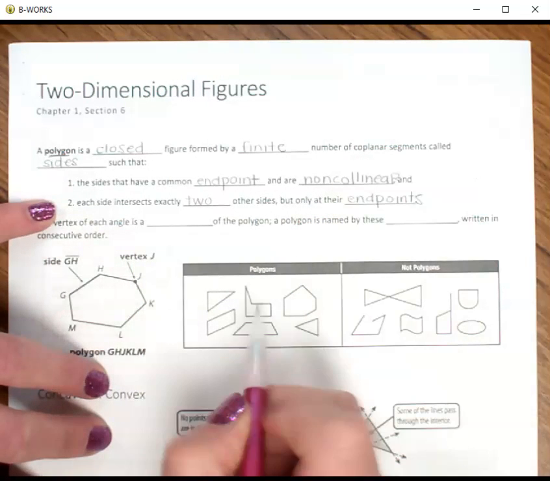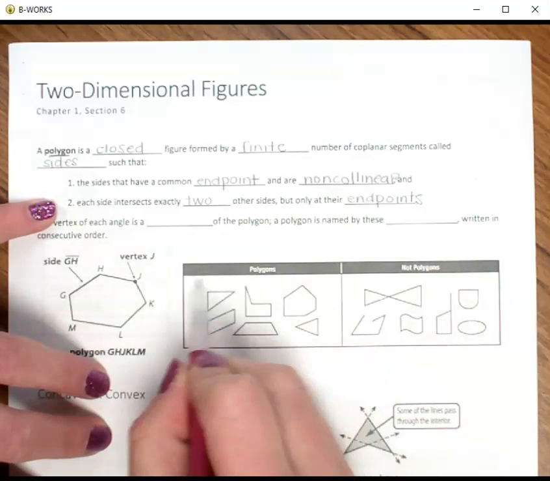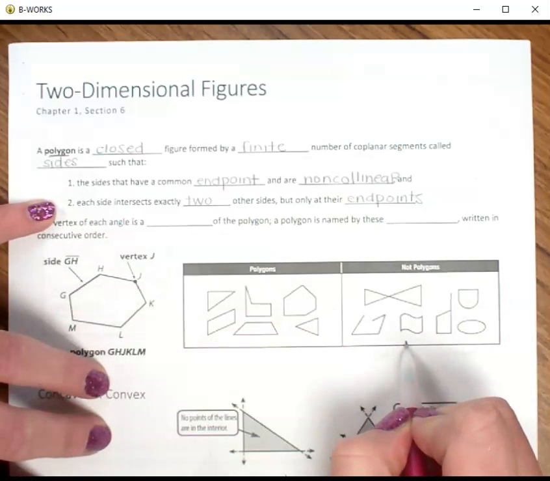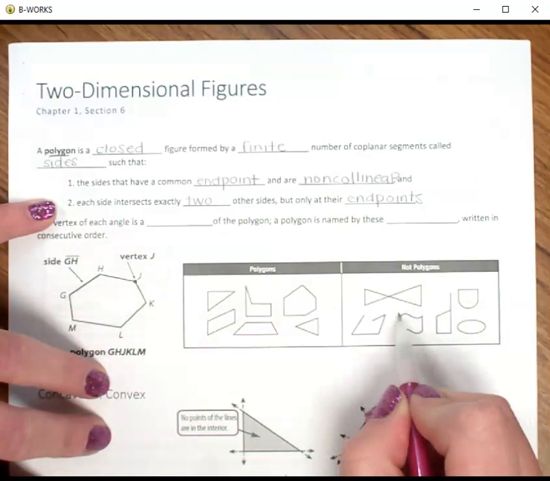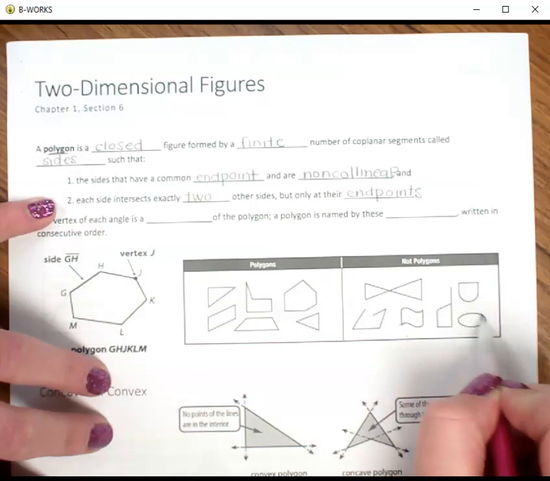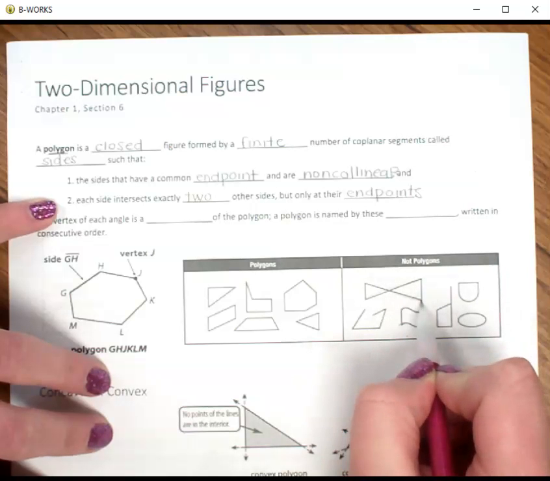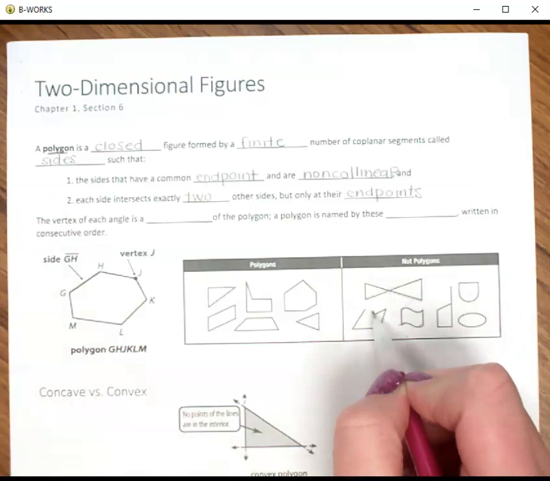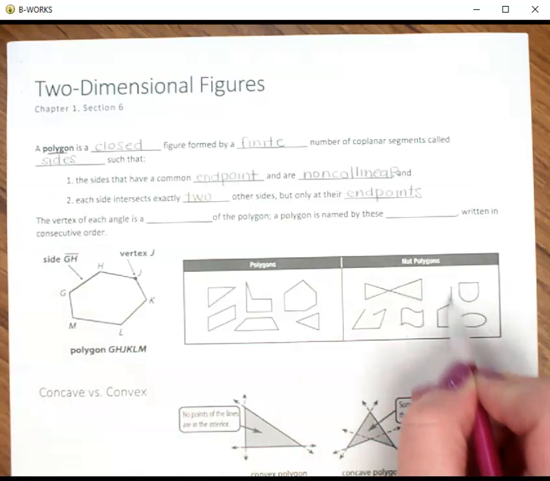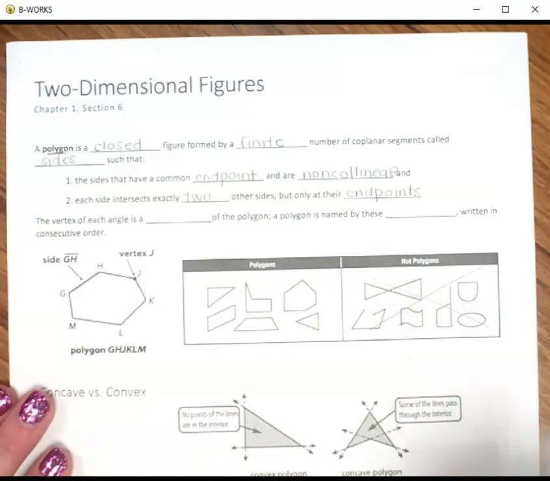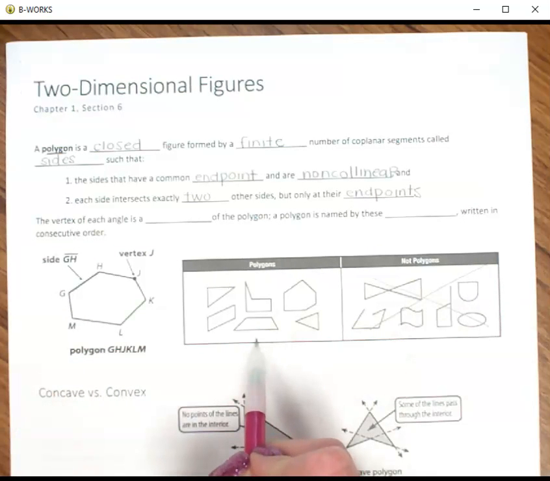So for instance, these are all examples of polygons. These are not polygons. Here, like this one, these are curves. Here we've got curves. Here these intersect. Anything that intersects, anything that is open, anything that's got a little extra hanging out here, those are not polygons. It's anything that is closed and each side intersects two other sides at their endpoints.